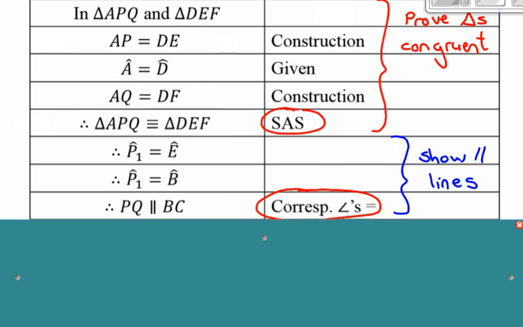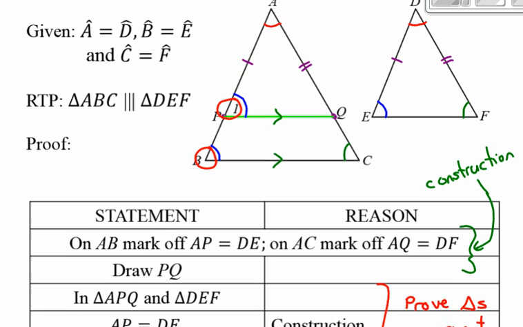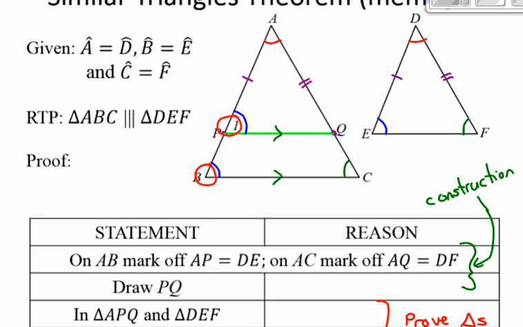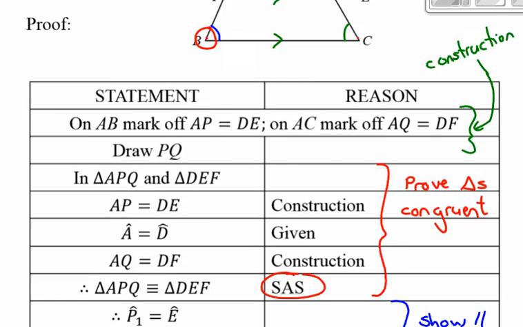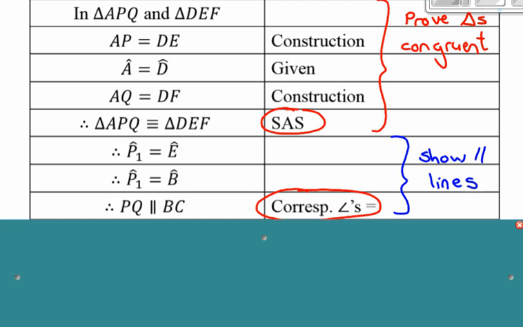Cool, so now we know because PQ is parallel to BC, we can then conclude that this line divides sides in proportion. So we now know that AP divided by AB is equal to AQ divided by AC, and that's from a theorem that you did this year, line parallel to one side of triangle.